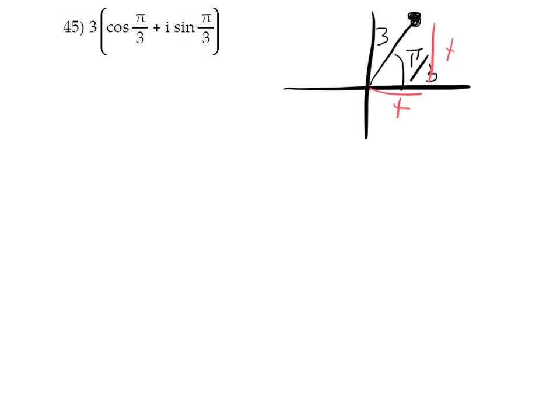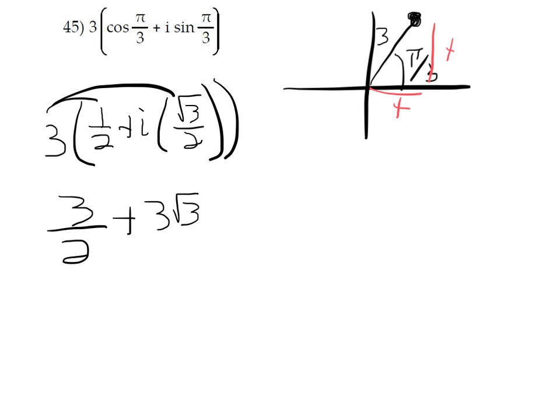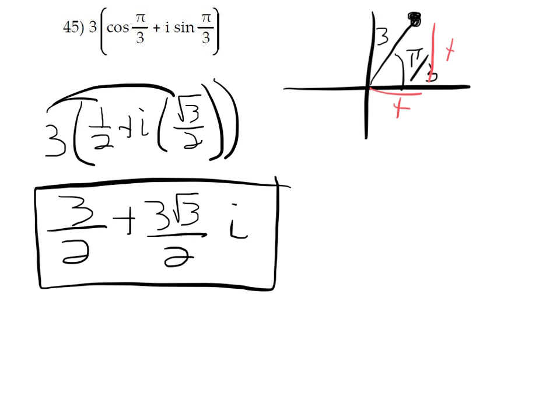sine and cosine of pi thirds, and see what we get. So when we evaluate these, we get 3 times cosine of pi thirds is 1/2, plus i times sine of pi thirds is square root of 3 over 2. We now distribute the 3, and we get 3/2 plus 3 square root of 3/2 i. And that is all there is to getting to standard form from trigonometric or polar form for complex numbers.